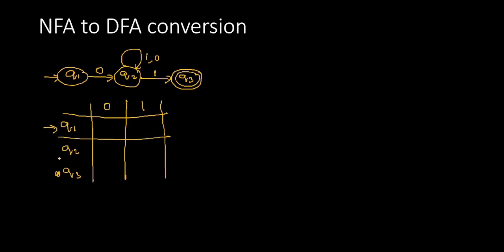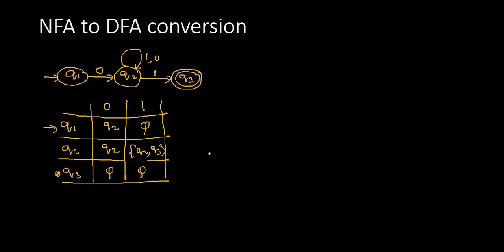Now, in this table, Q1 when 0 is applied, we go to Q2. In Q1 when 1 is applied, there is no input called 1 in Q1, so we will just make it phi. In Q2 when 0 is applied, we come to Q2 itself. In Q2 when 1 is applied, we make 2 major transitions. One is in Q2, another goes to Q3. So, we will write it as Q2 and Q3. Now, in Q3 we do not have any transitions, so simply we will write it as phi.